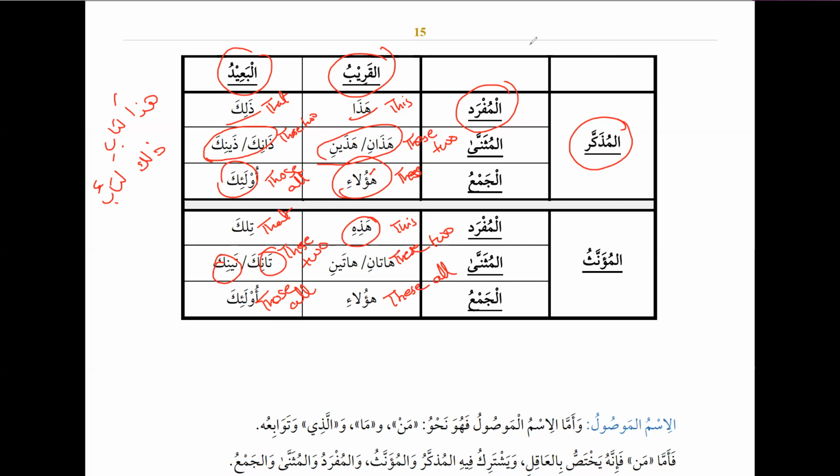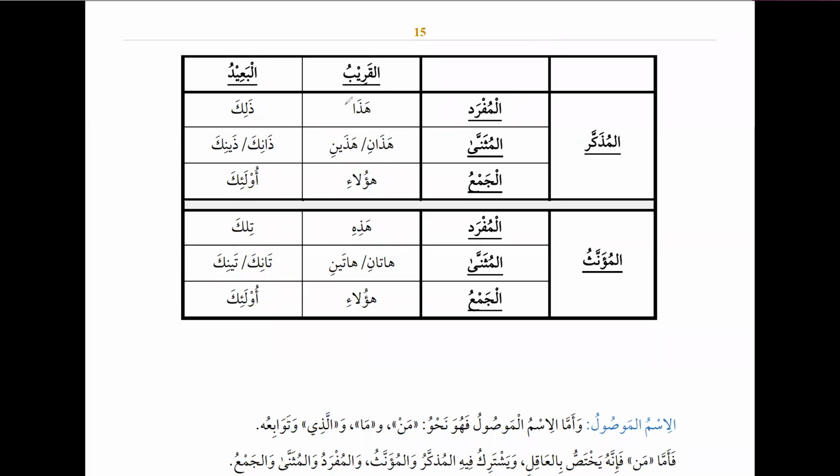But there's something that I wanted to point out here, and that was that in the ones that we use for qarib, the demonstrative noun itself, it only is the. This is not part of the demonstrative noun. Yes, it is very commonly used for qarib, but this is not part of the noun itself. It's a separate word. This ha, we call it ha at-tanbih.